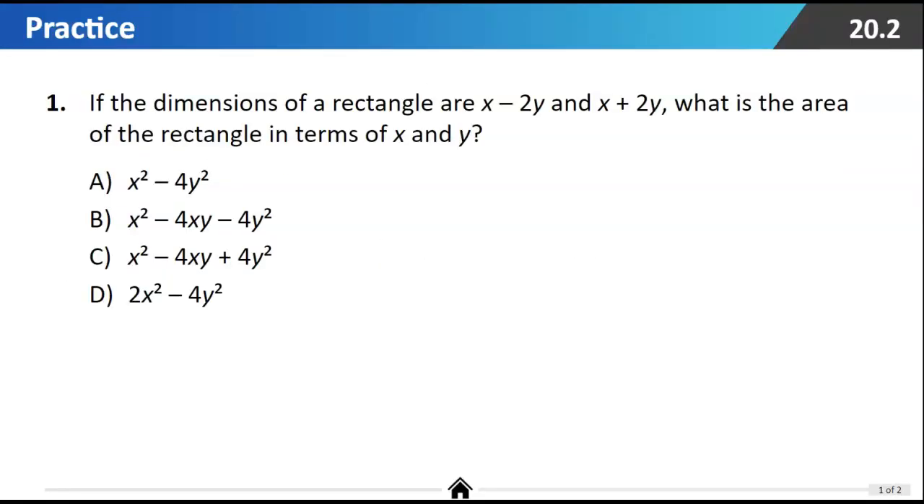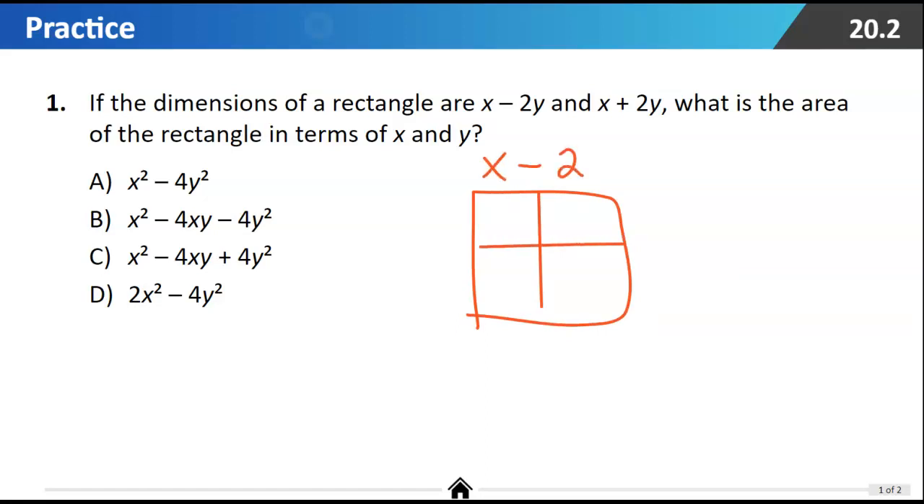For the practice problems, here we're looking at multiplying x minus 2y times x plus 2y. I'd like to use a Punnett square for this question. So we're going to take our biology Punnett square, x minus 2y and x plus 2y. Multiply each of the pieces.